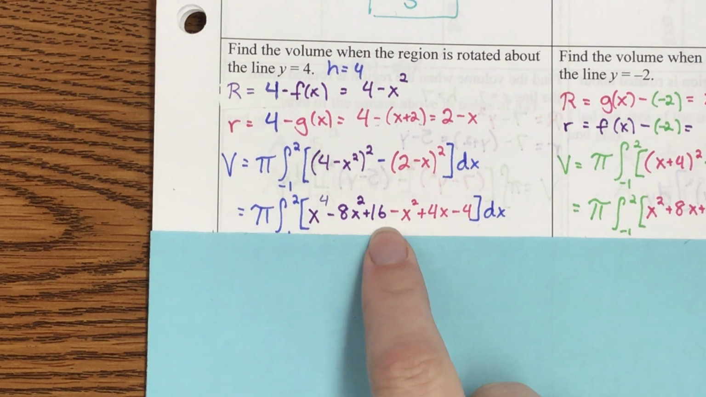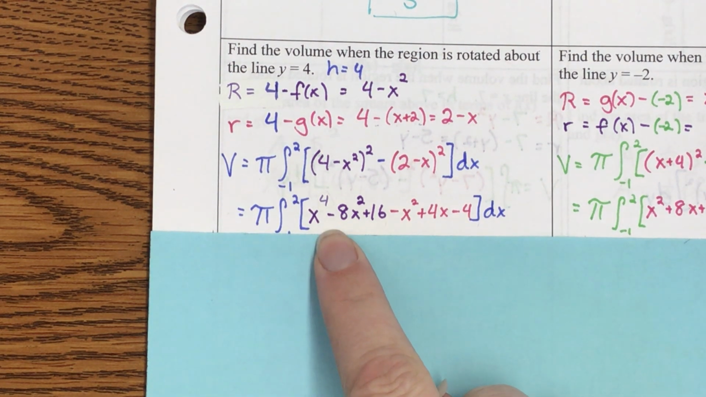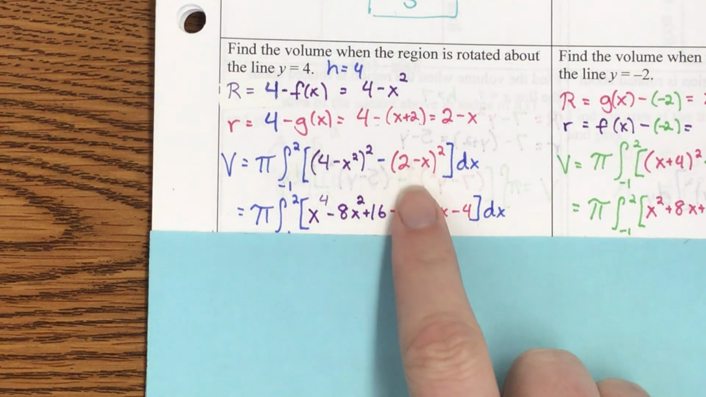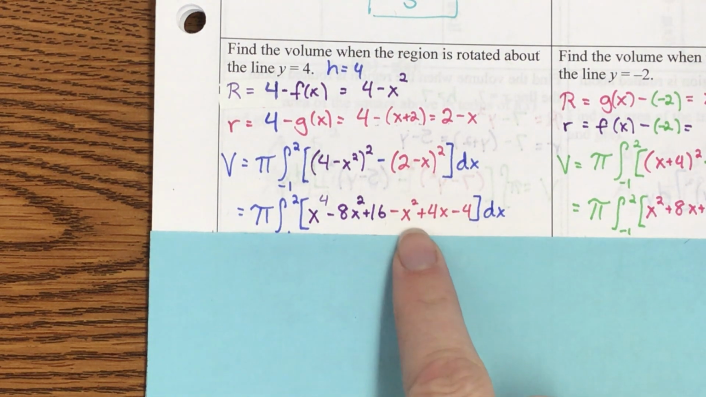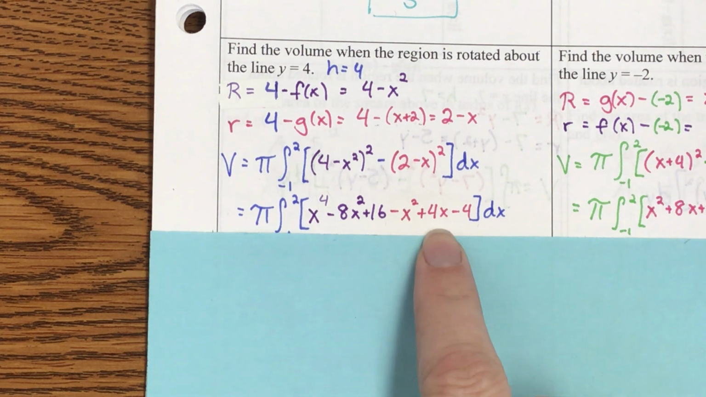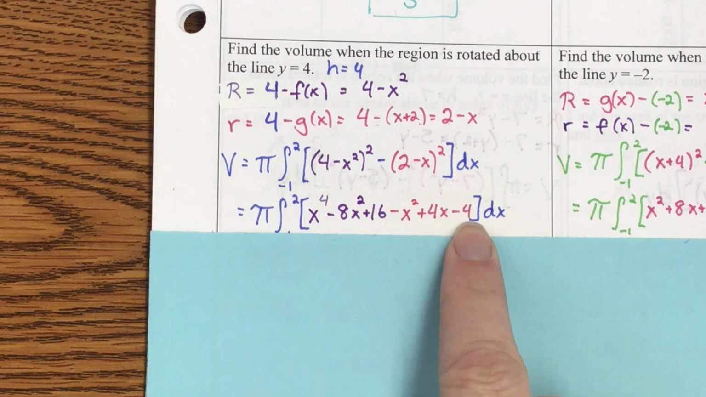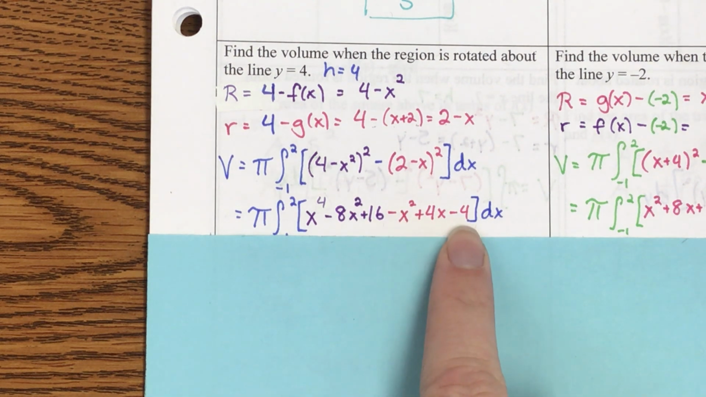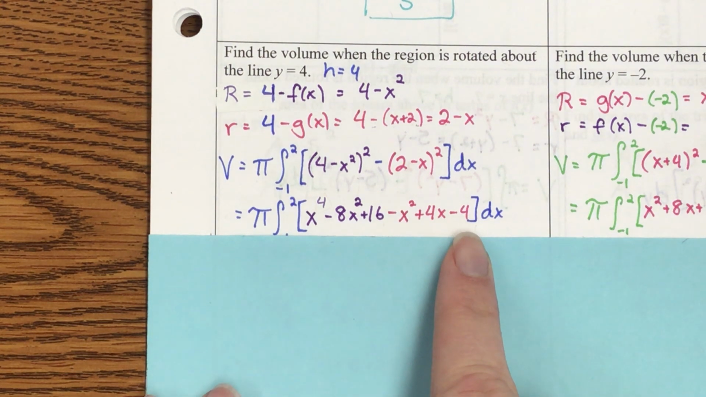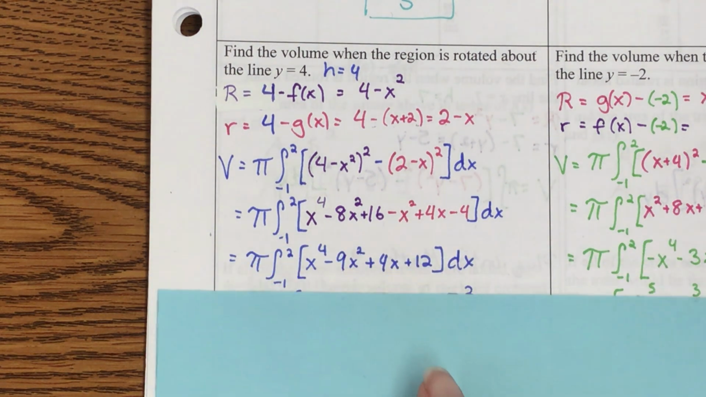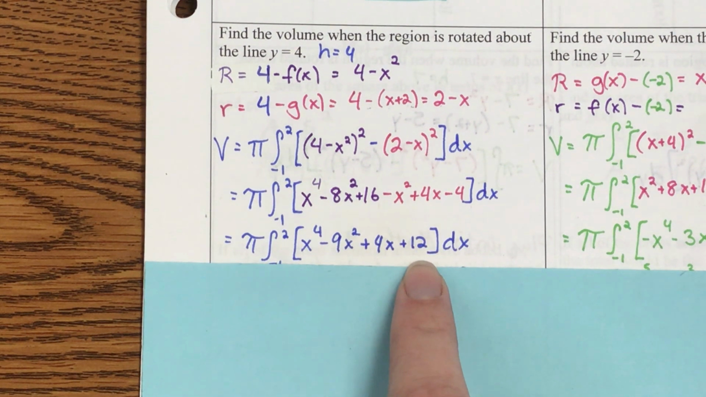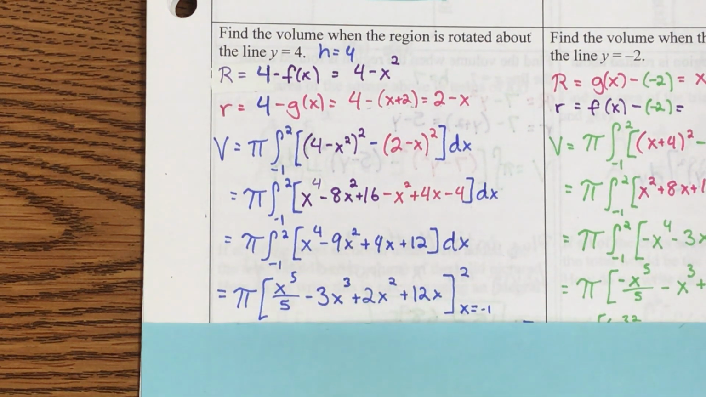Okay, I distributed, so I've got x to the 4th minus 8x squared plus 16. I distributed, like foiled out the 2 minus x and got x squared minus 4x plus 4, and then I distributed the minus that was there. So it turns into minus plus minus for that pattern. Okay, taking the integral, I combined like terms inside. Now that there's no more parentheses squared, combine those like terms. Took the integral.